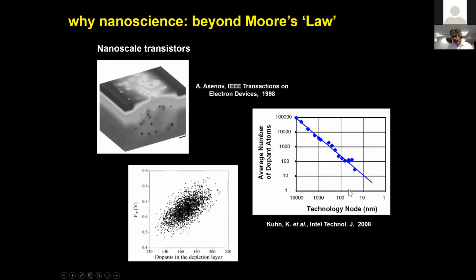So this plot that I'm showing on the right here is already far out of date. I have tried to look for an updated version, but haven't so far been successful. But this shows the technology node. I think right now we're in something like the 10 to 7 nanometer technology node. If you look at the average number of these splotches, these impurities, that corresponds to about 10.